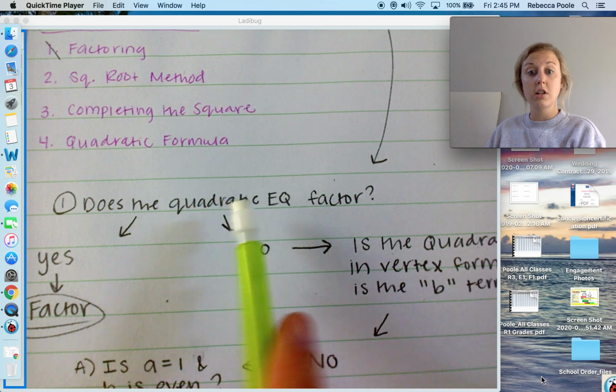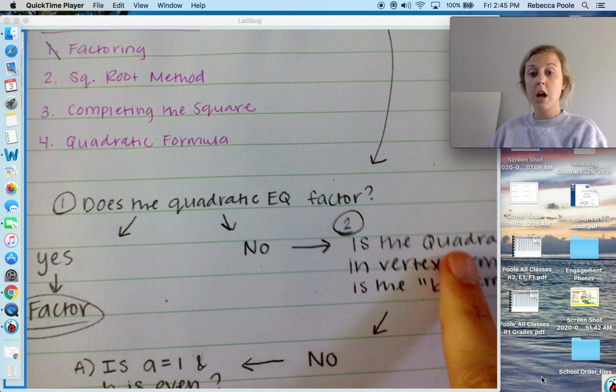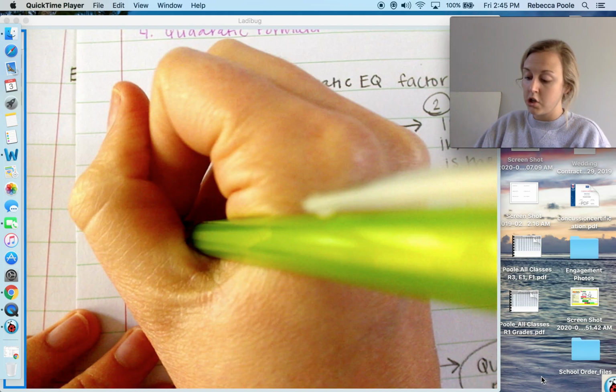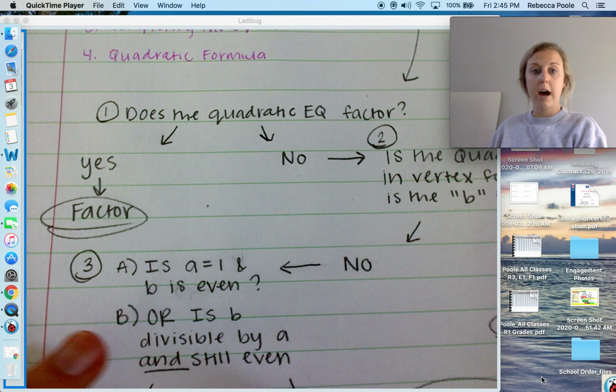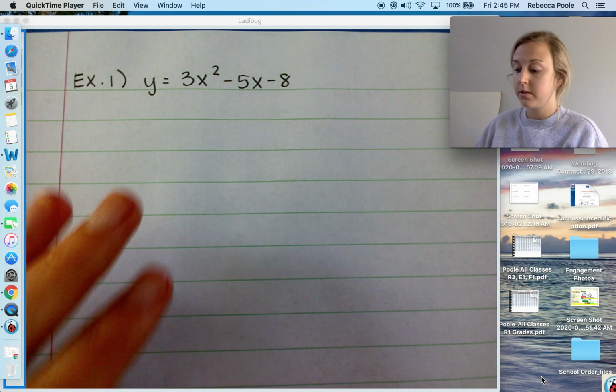Factoring, right? It says, does the quadratic factor? If it's yes, that's what we're going to use. If it's no, we're going to try the square root method. If that doesn't work, then we're going to try completing the square or the quadratic formula, okay? So let's see if number 1 will factor.